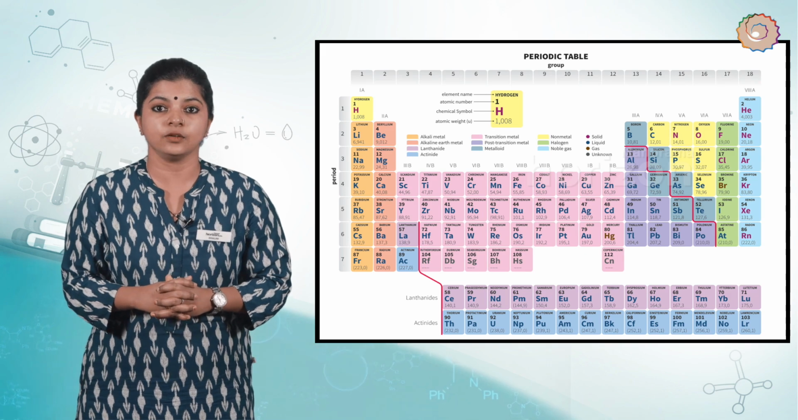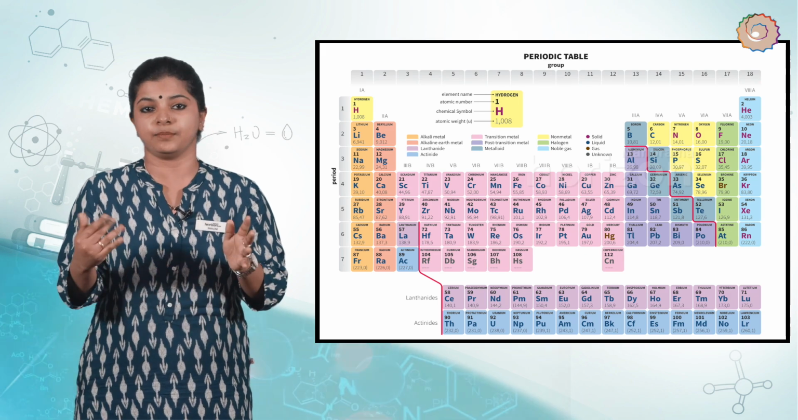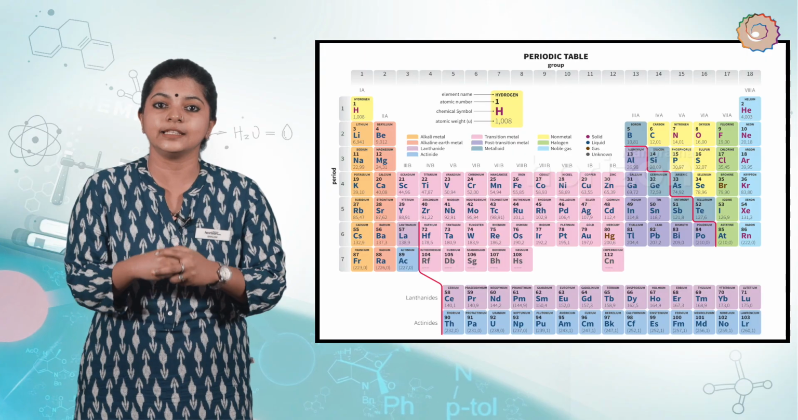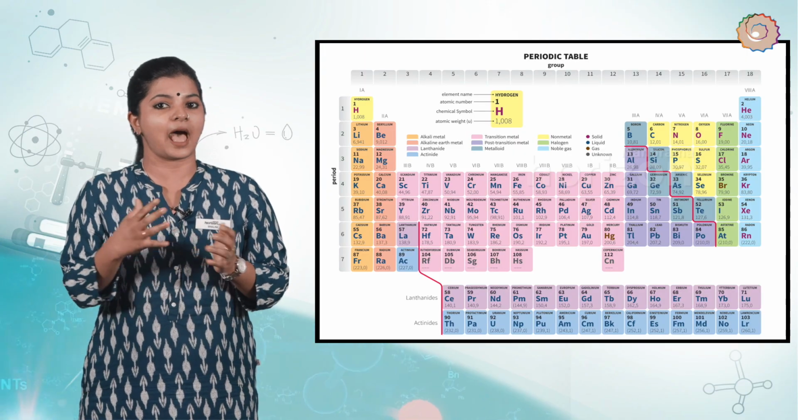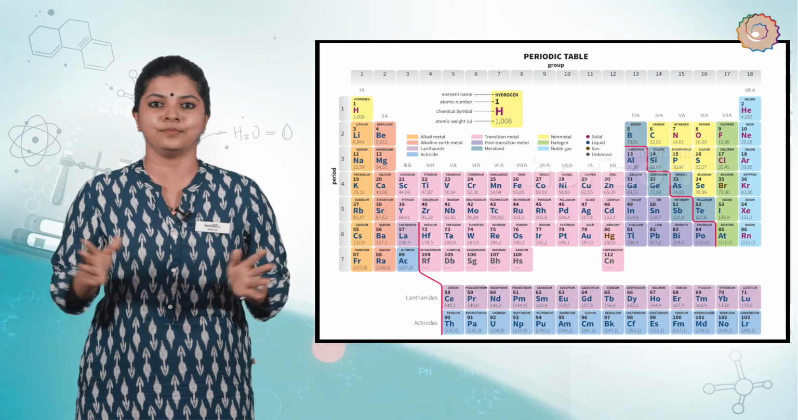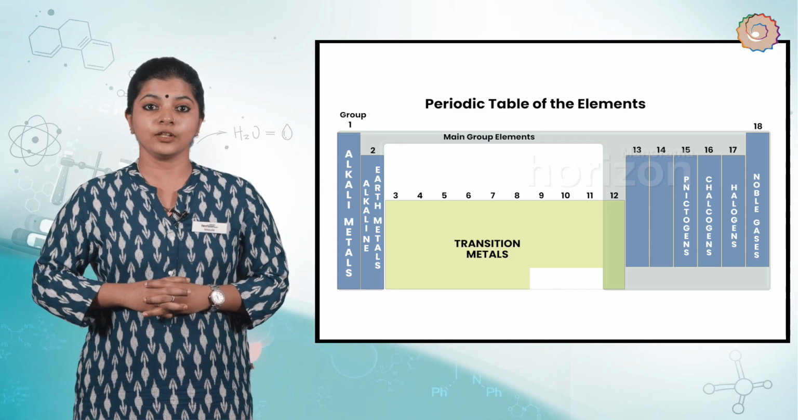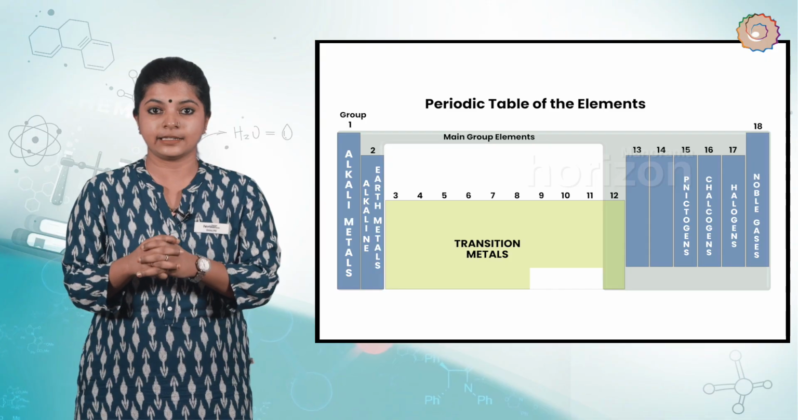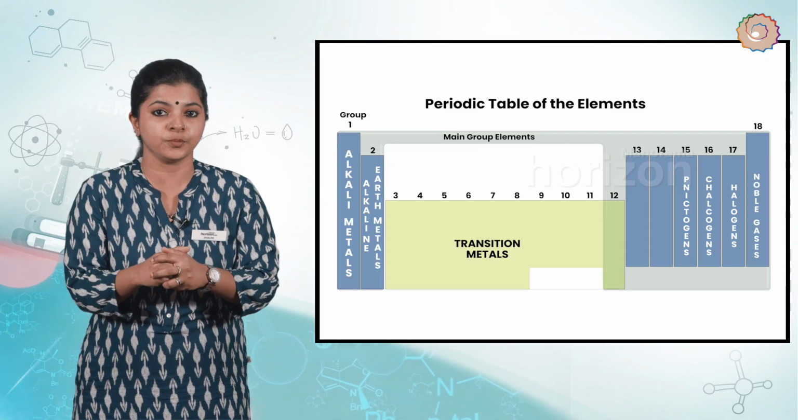The seventh period was considered an incomplete period before. However, after the recent discoveries of new elements and their addition to the periodic table, the seventh period is officially complete. The modern periodic table contains 18 vertical columns, like I said before, known as groups.